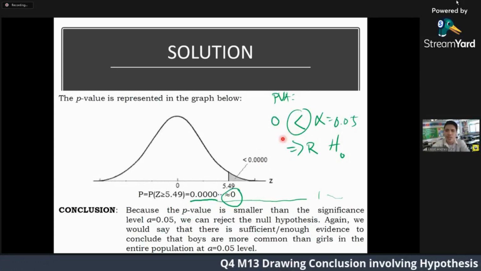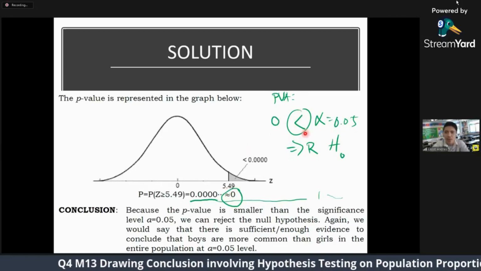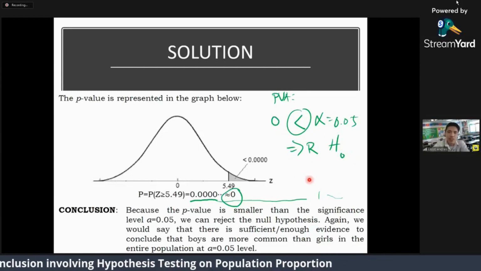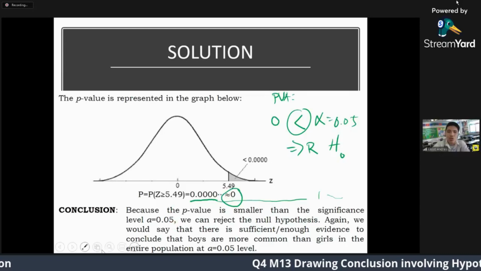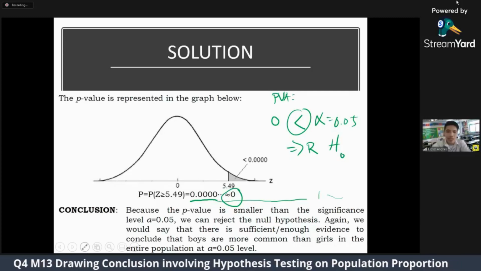So, the difference again is that in the p-value approach, if your p-value is less than your alpha, reject the null hypothesis. Otherwise, do not reject. While in the critical value approach, your computed z-value must be greater than or equal to your critical value for you to reject. So, memorize that.